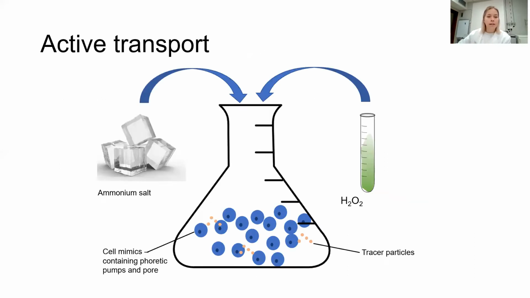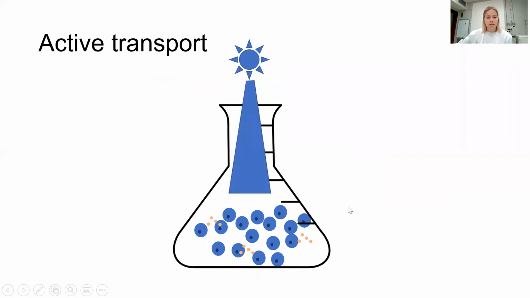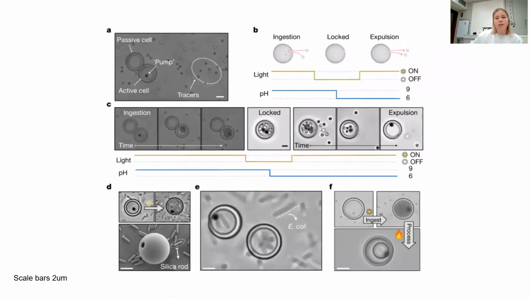So to create the active transport solution, or the state to be able to perform active transport, the cell mimics were put in hydrogen peroxide solution and ammonium salt. And then there were some tracer particles added so that they could study the effects of the active transport. Then the blue light was shone on the cell mimics, and here you can see what happens.